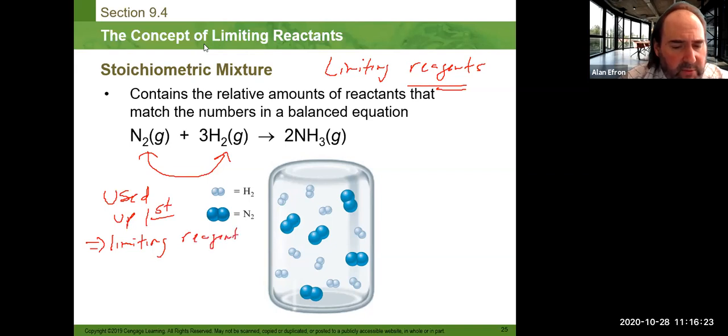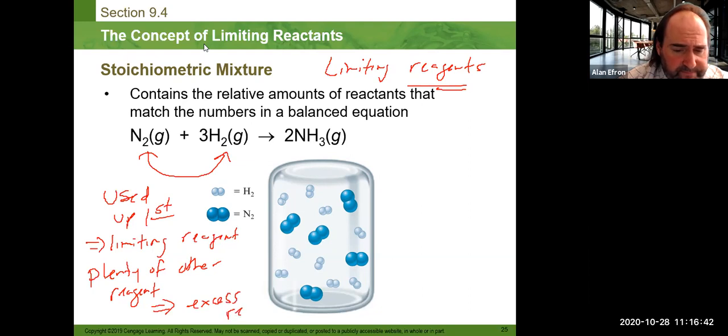So the limiting reagent is really the reagent, which is always going to be a reactant on the left-hand side of the arrow. It's the one that gets used up first. And then we also have one that we have plenty of. So we've got plenty of the other reagent. And that is what is known as the excess reagent. And why these are important is just a basic sort of example here.